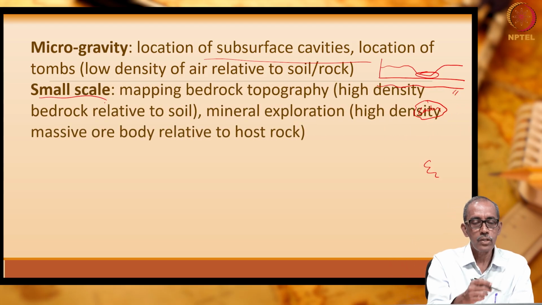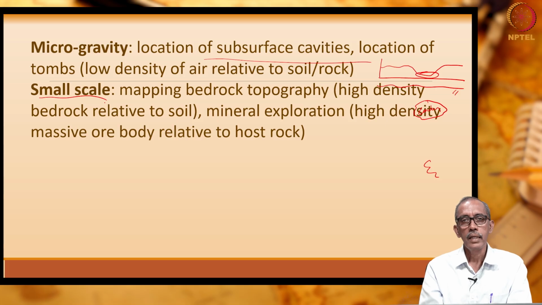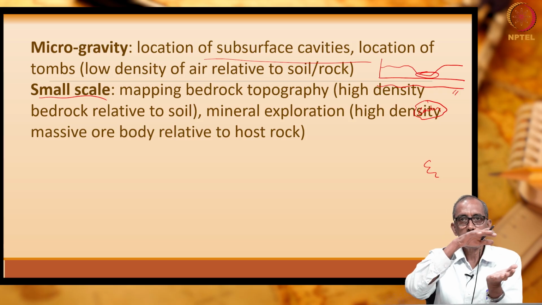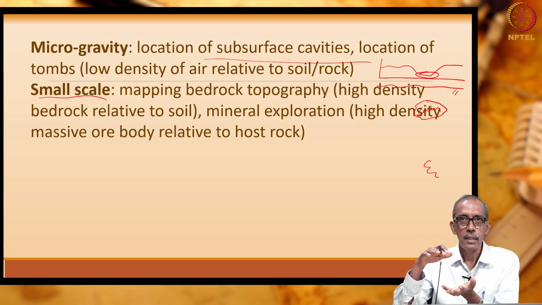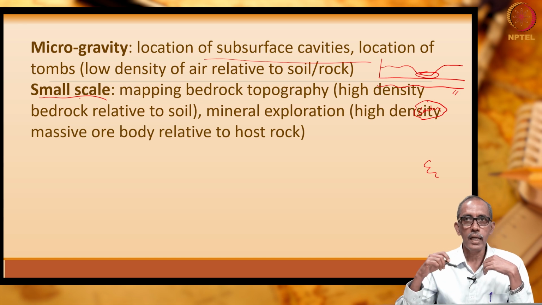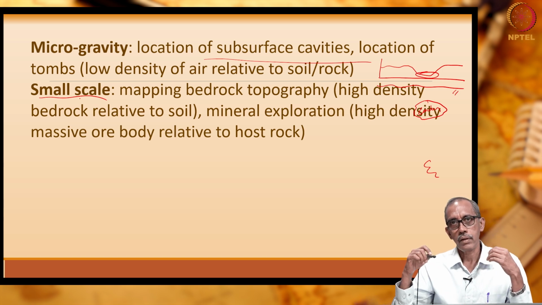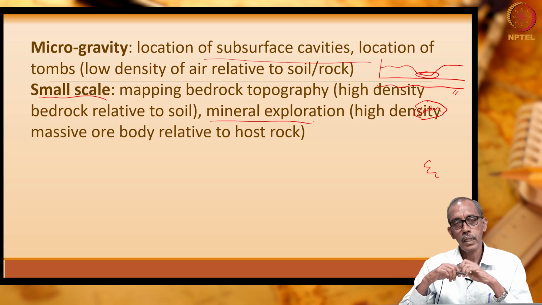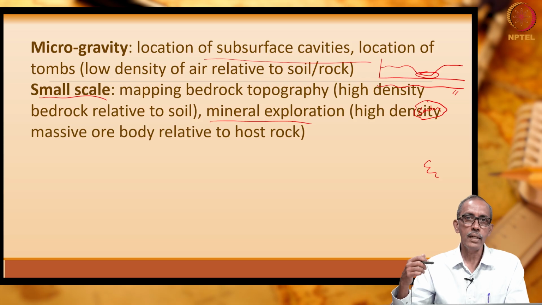Then the next level is known as small scale survey, in which we try to understand a variation in the rock types or variation in the thickness of the layers over a small region. That is known as small scale gravitational survey. This is also possible for exploring minerals. In exploring minerals too, we can do small scale gravitational survey.